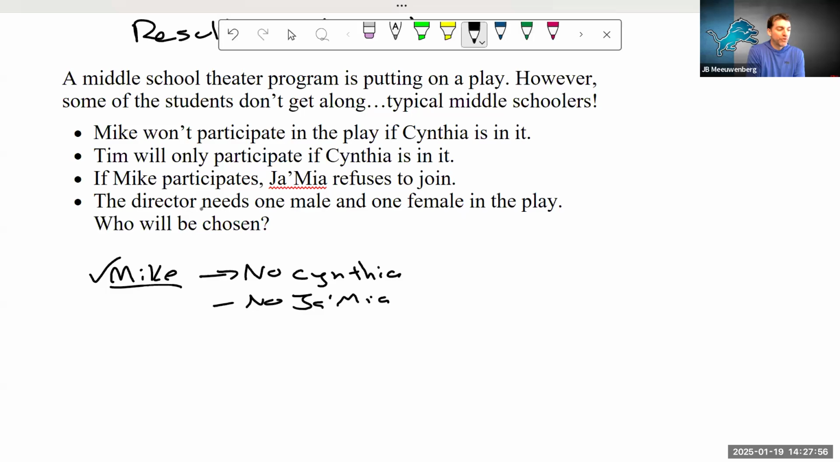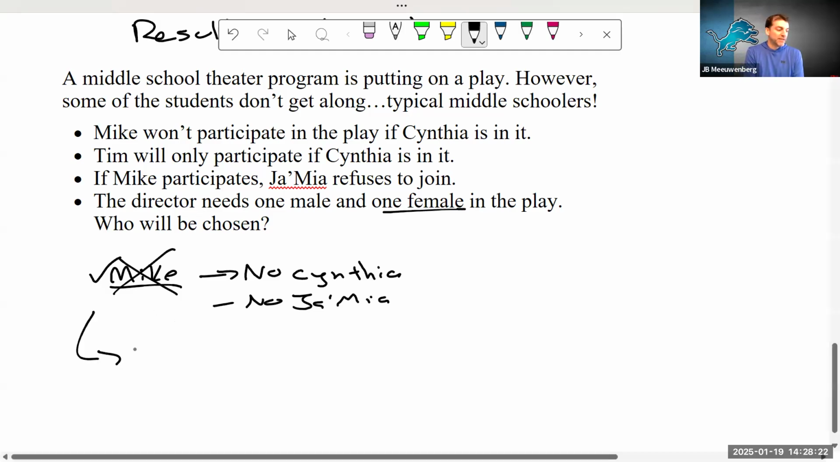All right. Well, if the director needs 1 male and 1 female, Cynthia and Jemiah, those are our females. And so if Mike's in, then we don't have a female to participate. So what does that mean? It means Mike can't be in. Because if Mike's in, then neither of the females are in. Okay. So if Mike's not in, we only have 1 other male. And that would mean that Tim would be the male.